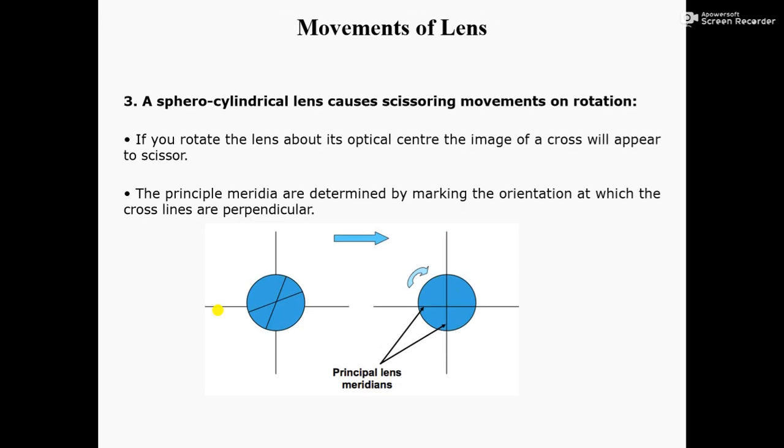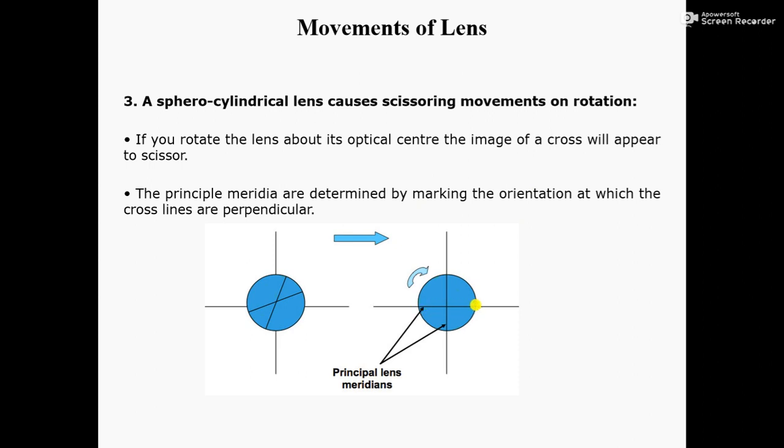Next, number 3, a spherocylindrical lens causes scissoring movements on rotation. Here, if you rotate the lens about its optical center, the image of a cross will appear to scissor. The principal meridians are determined by marking the orientation at which the cross lines are perpendicular. See the diagram, we know we have two meridians in a lens. This is one meridian at 90 degrees, another meridian at 180 degrees.